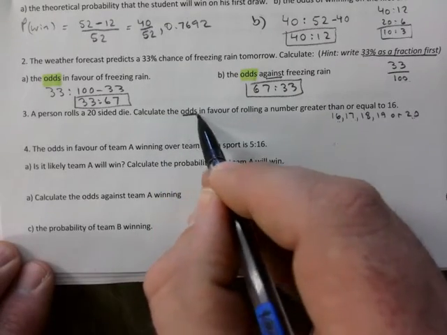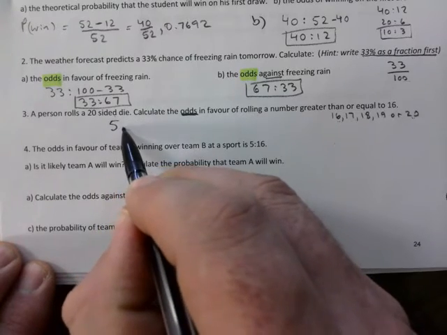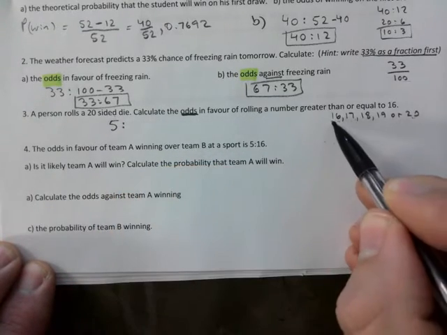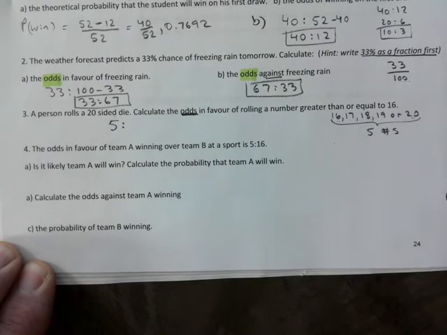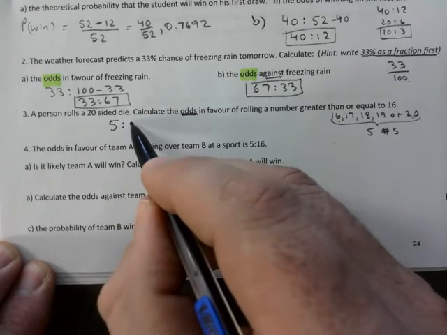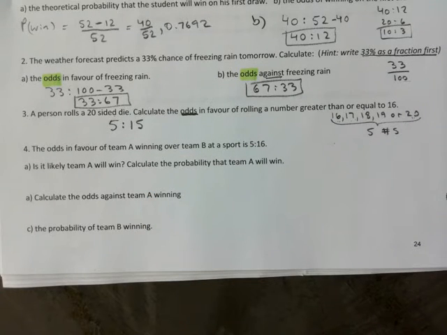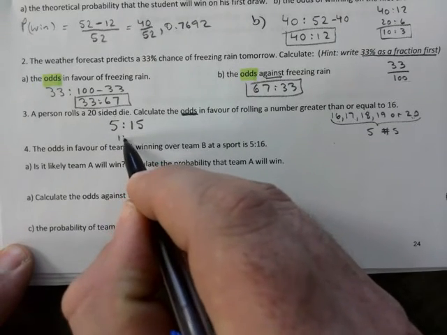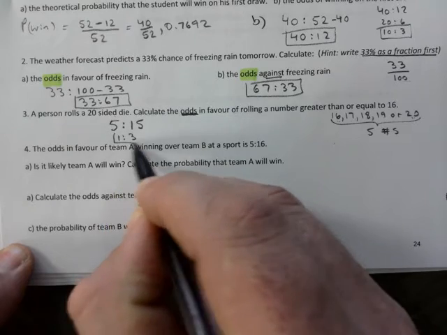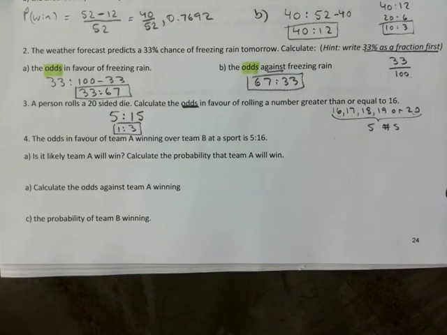Okay, we want the odds, right? So there will be 5 numbers that meet the criteria, and that means that there's 15 that do not meet the criteria. So boom, right? 1 to 3, right? 5 goes into both of them. 1 to 3. I will do that when it's easy enough to do. We'll do it, right? Doesn't hurt.